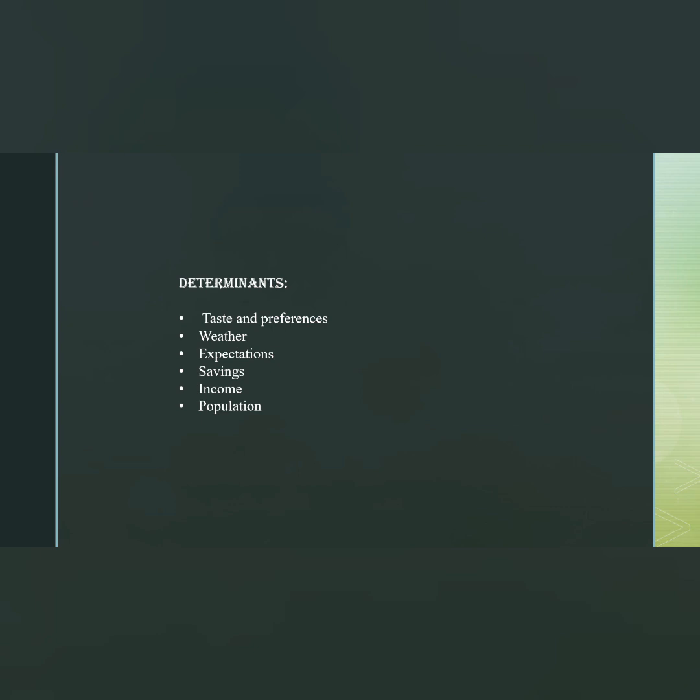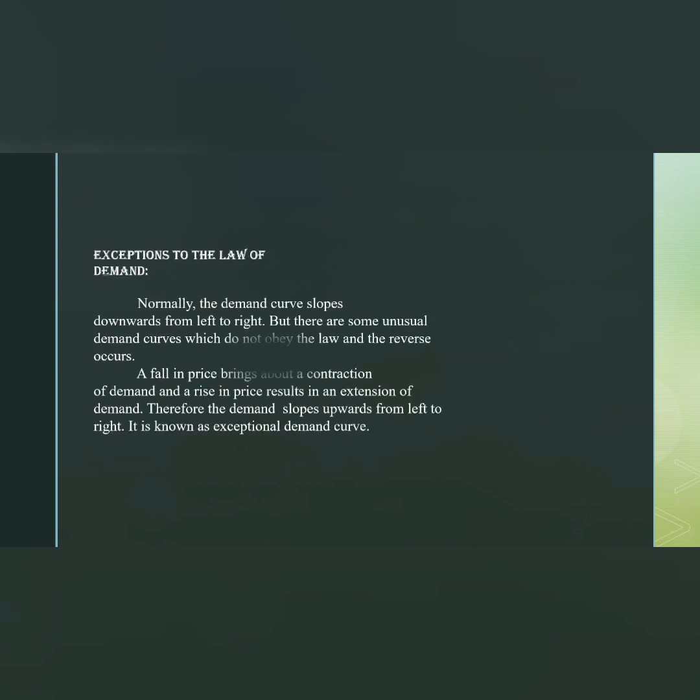So let's see about the exceptions to the law of demand. Normally the demand curve slopes downwards from left to right, but there are some unusual demand curves which do not obey the law and the reverse occurs. A fall in price brings about a contraction of demand, and a rise in price results in an extension of demand. Therefore, the demand curve slopes upwards from left to right. It is known as the exceptional demand curve.